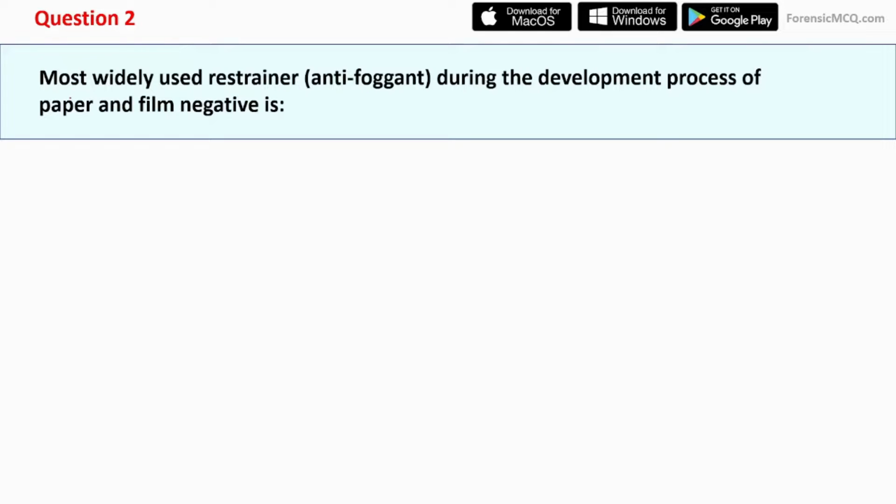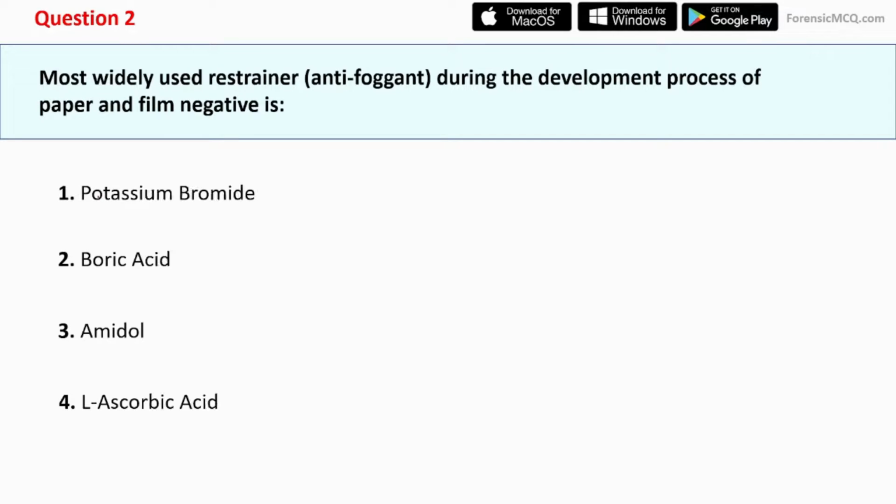Question number two states: the most widely used restrainer or anti-foggant during the development process of paper and film is. So let's check the options first. First option is potassium bromide, second is boric acid, third is amidol, and fourth is L-ascorbic acid. So what the question wants to ask is: what are restrainers?